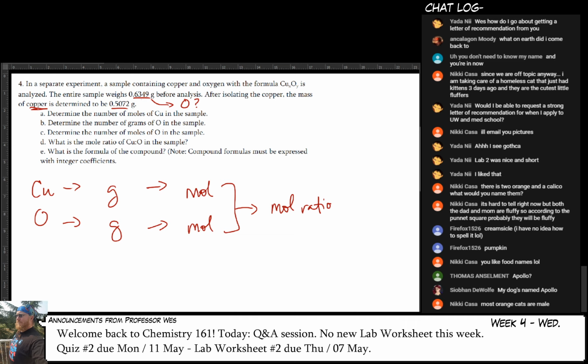Most orange cats are male. I didn't actually know that. I knew most calicos are female. I think almost all calicos are female. But I guess it makes sense that there would be something that goes the other way too.